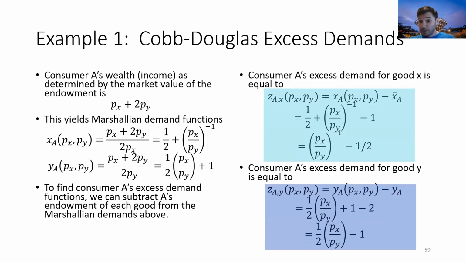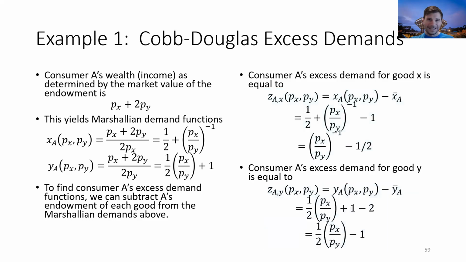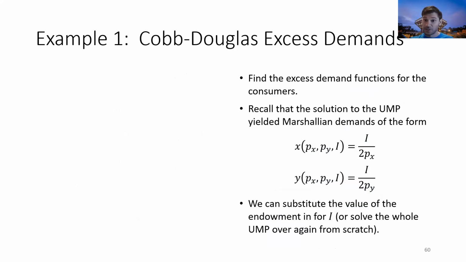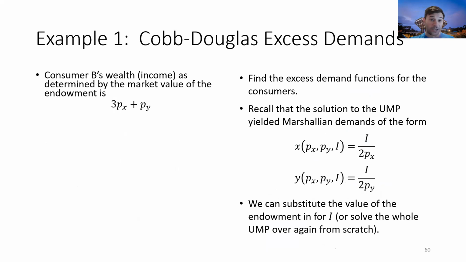Let's do the same thing for individual B. Now remember, B had the same preferences, which means the demand functions will look the same, but B's endowments were a little different than A's. B had 3 units of X and 1 unit of Y endowed. So B's income in the pink box is different than A's income.